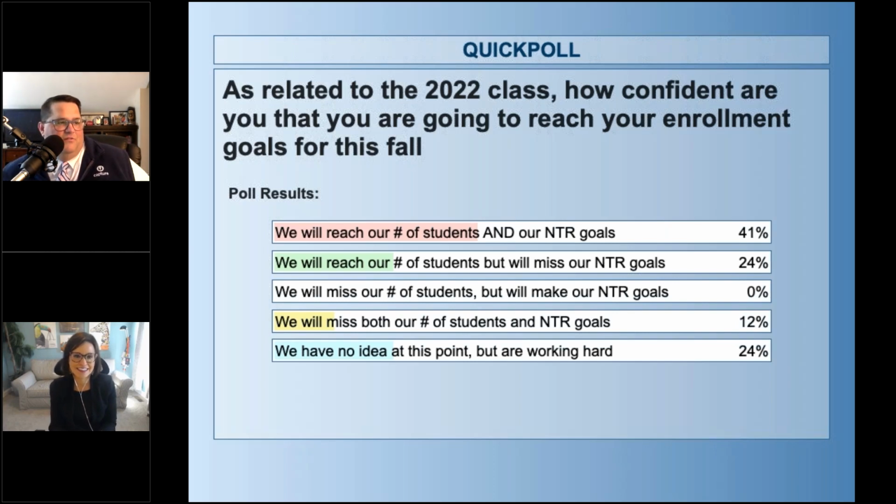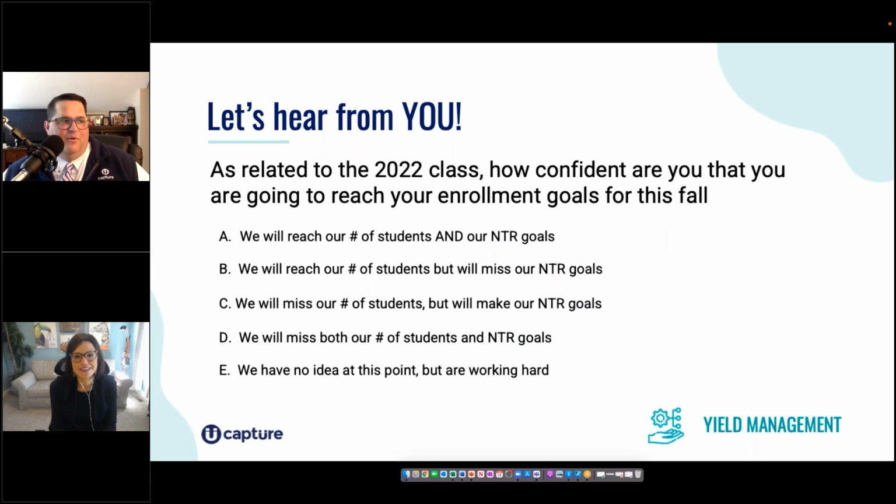So here's our quick poll. As you can see right now, 41% of our viewers today say that they are going to reach the number of students and their net tuition revenue goals. But we got 24% that are saying, I'm not sure exactly what's going to happen here around the turn. As we continue down this road, it is April 14th, so we're about 15 days away from that magic date of May 1. And as we process through that, Amanda, what are you hearing out there in the marketplace right now with regards to the students?